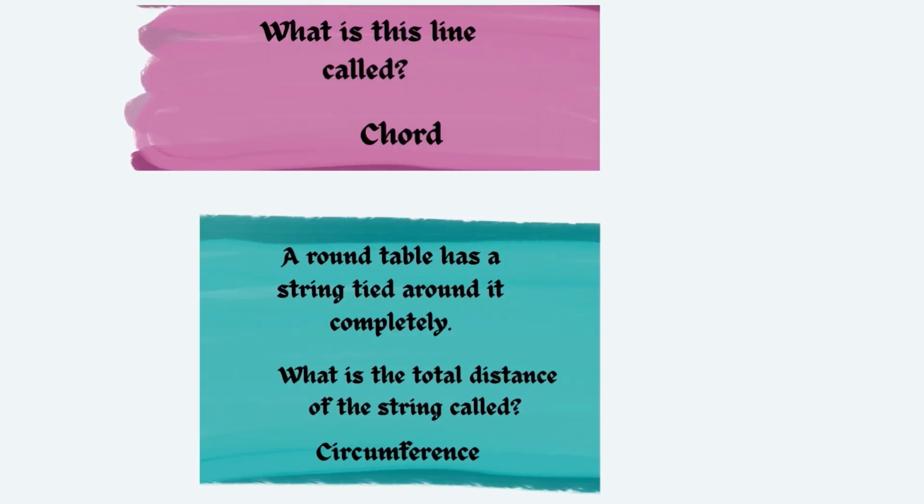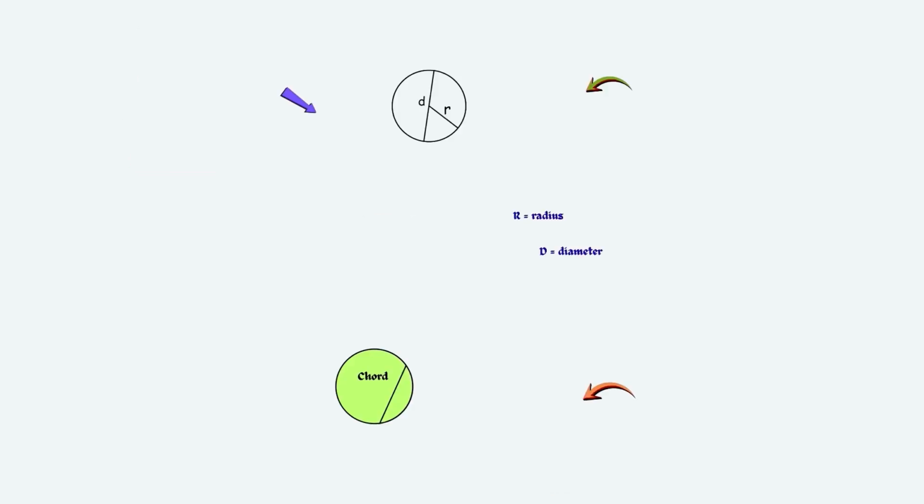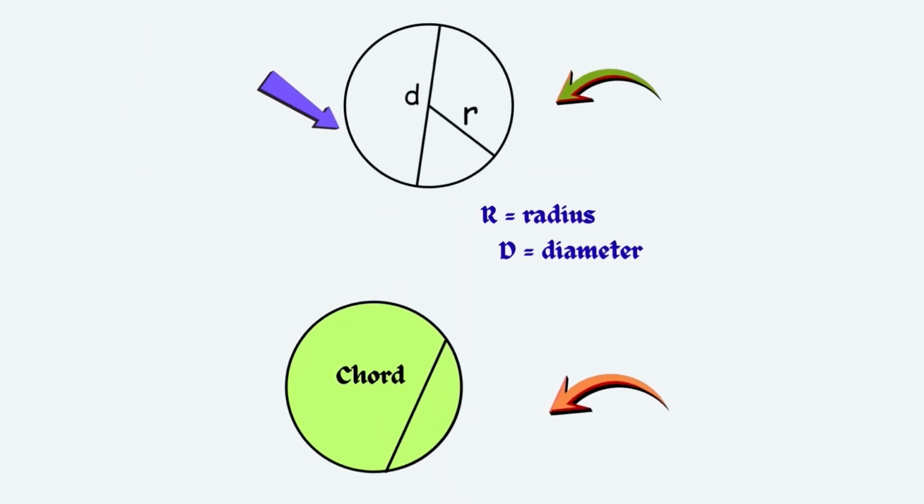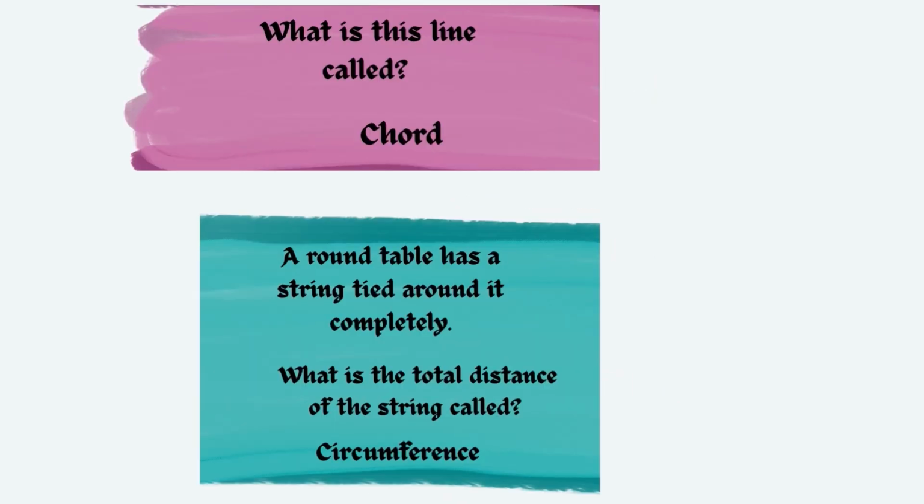Okay, a round table has a string tied around it completely. So what is the total distance of the string called? It is called circumference. Now you got it easily.